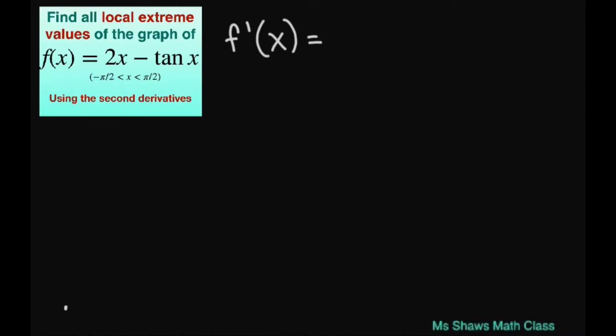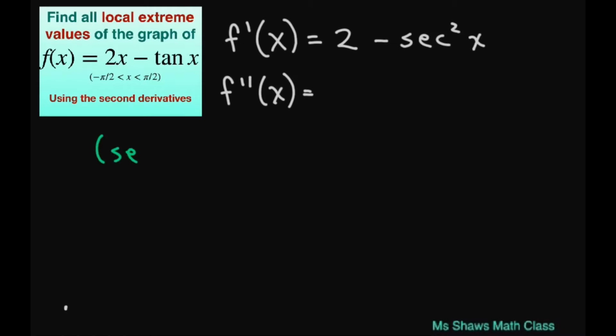So the derivative of 2x is 2. The derivative of tan of x is secant squared of x. Let's go ahead and do our second derivative as well. The 2 goes away, but remember secant squared can be written as secant of x, squared. So using the chain rule, we still have this negative, so it's negative 2 times secant of x to the first power, times the derivative of the inner function, which is secant x tan of x.